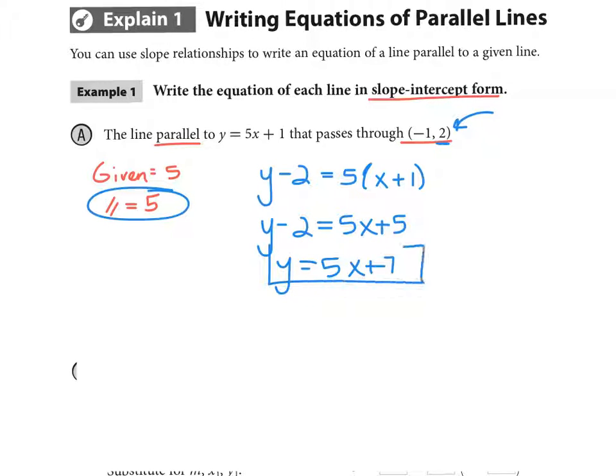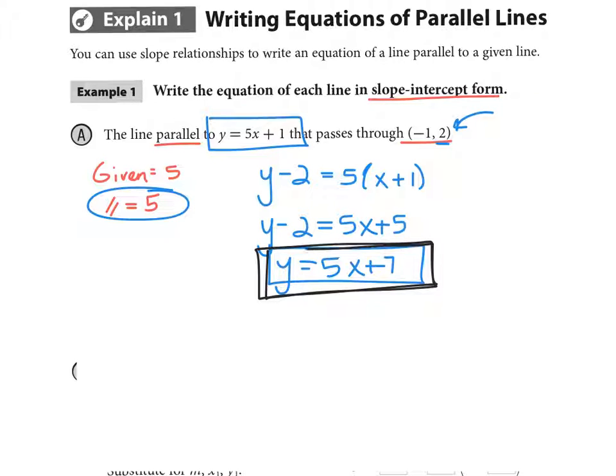So if we were to graph these two lines, the line that we just wrote and this other line, they would be parallel to one another and they would not intersect on that same plane. Also, the equation of the line that we just wrote, that I'm putting a black box around, would not only be parallel, but it would in fact pass through this point that they gave us.